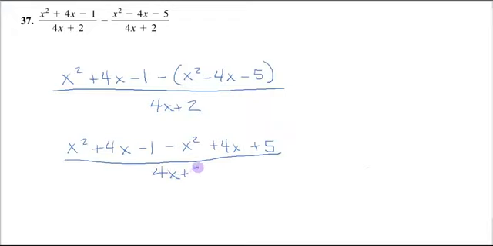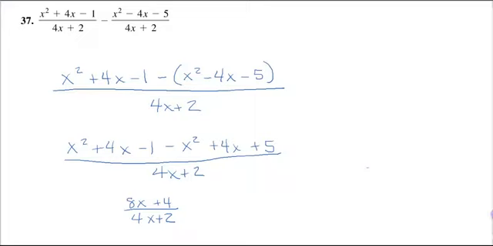Let's collect like terms. x squared minus x squared cancels out. We have 4x plus 4x is 8x. We have a negative 1 plus 5 is plus 4 over 4x plus 2.